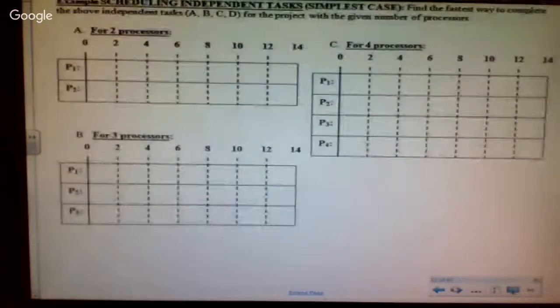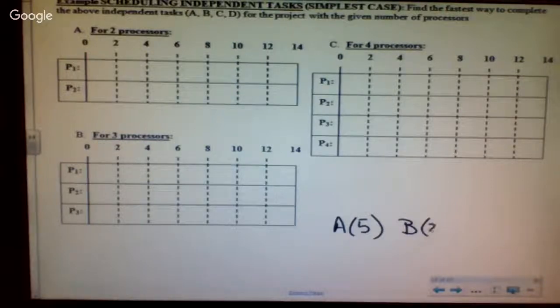Okay, so what we're going to do is figure out the fastest way to schedule independent tasks. We're going to actually draw them on a timeline. The first one we're going to do, we're going to schedule these tasks for 2 processors. I need to rewrite all my times down here so we have them. A was 5, B was 2, C was 3, and D was 7. We want to figure out how 2 people can do these tasks in the fastest amount of time.